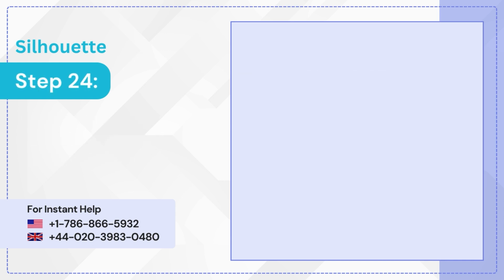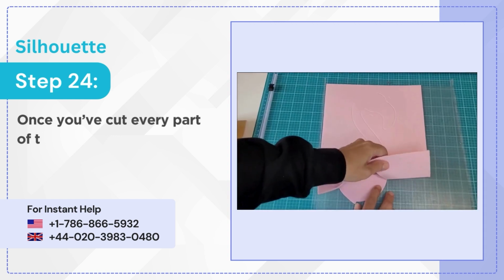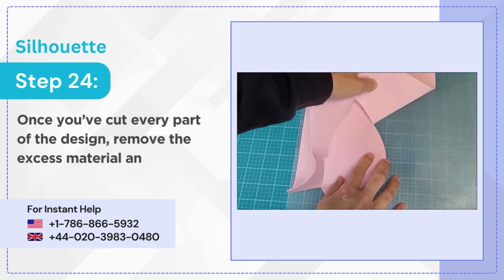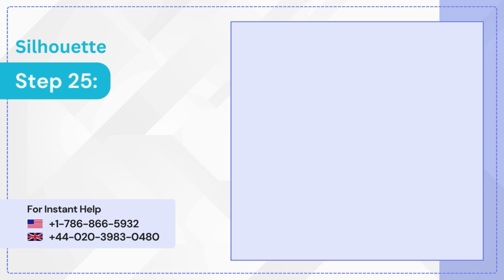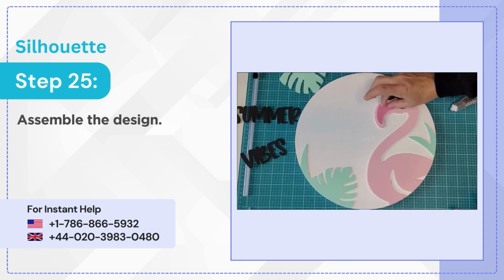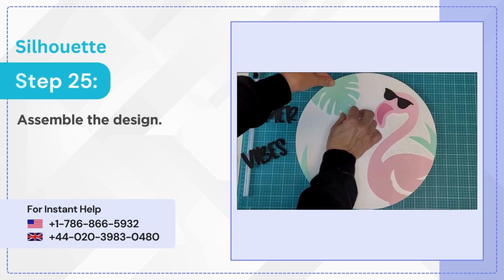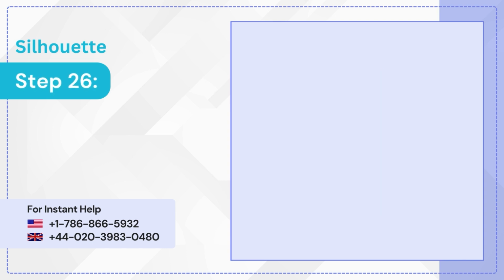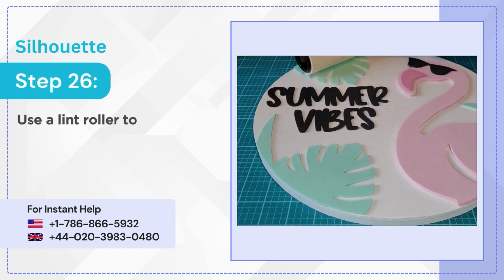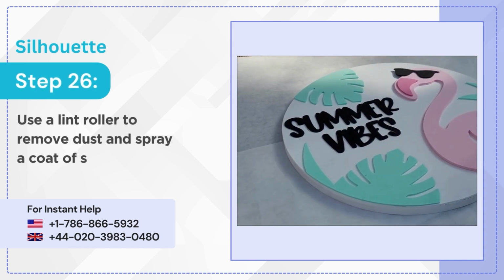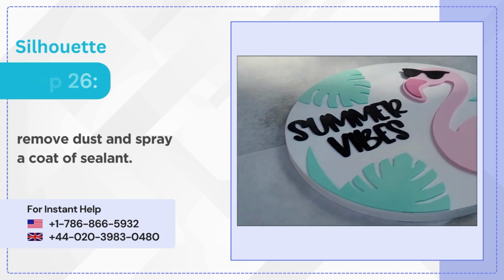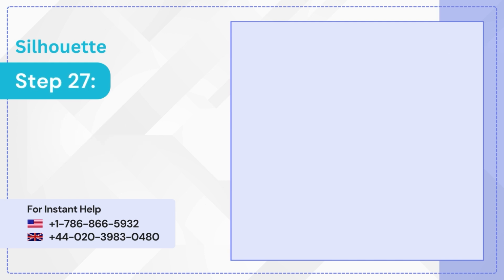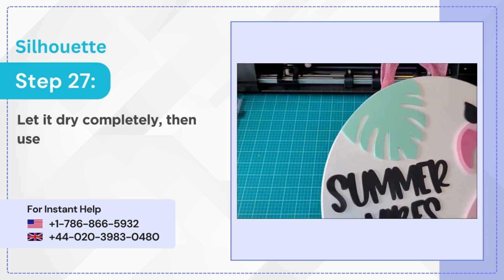Step 24. Once you've cut every part of the design, remove the excess material and peel it off the mat. Step 25. Assemble the design. Step 26. Use a lint roller to remove dust and spray a coat of sealant. Step 27. Let it dry completely, then use a ribbon to hang it.